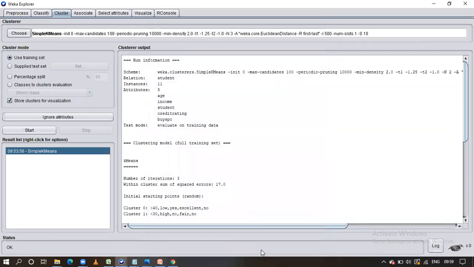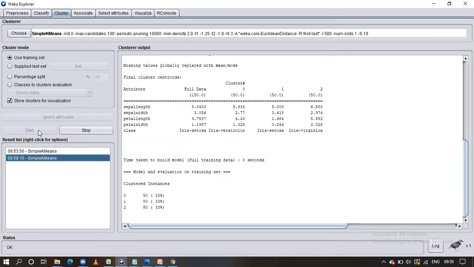Three clusters means it's going to divide the overall data set into three clusters. Let us start the execution. The result window shows the time when it was executed. Here is the iris related information.